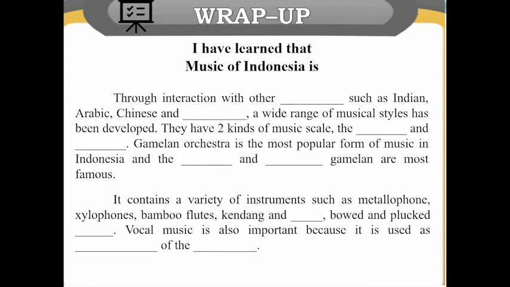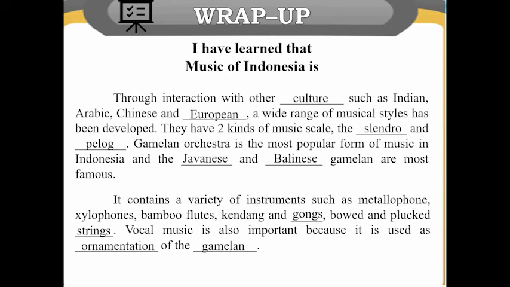Very good. We have learned that through interaction of other cultures such as Indian, Arabic, Chinese, and European, a wide range of musical styles has been developed in the music of Indonesia. They have two kinds of music scale, the slendro and pelog. Gamelan orchestra is the most popular form of music in Indonesia, and the Javanese and Balinese gamelan are the most famous. It contains a variety of instruments such as metallophone, xylophones, bamboo flutes, kendang and gongs, bowed and plucked strings. Vocal music is also important because it is used as ornamentation of the gamelan.